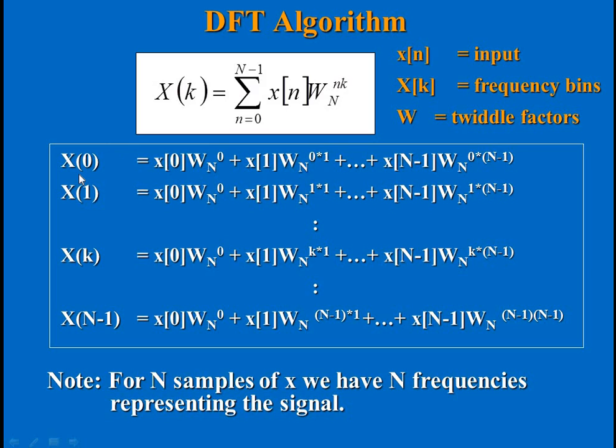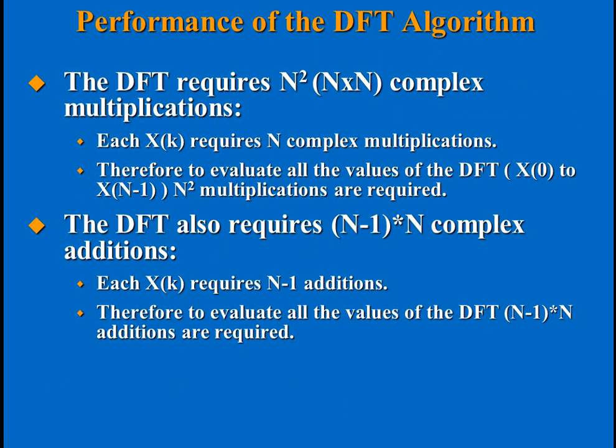So for finding a single value of k, we require N minus 1 additions and N multiplications. If we want to find the value of k from 0 to N minus 1, the total length is N. So for a single value of k we require N multiplications and N minus 1 additions, and for N values of k the number of additions and multiplications will be N times N minus 1 additions and N times N multiplications. So these are the performance figures.